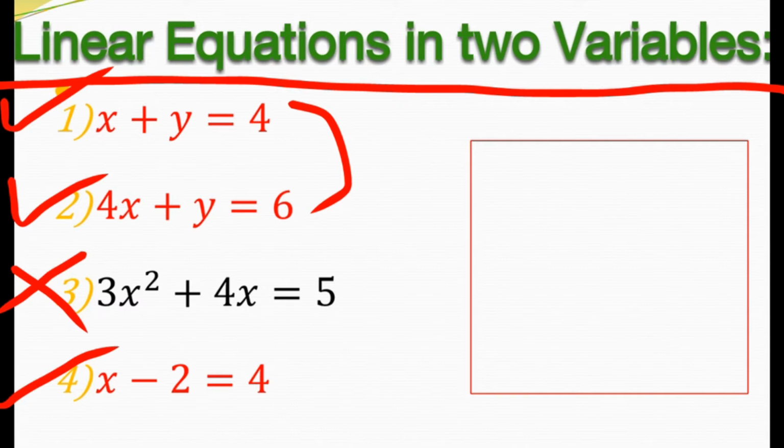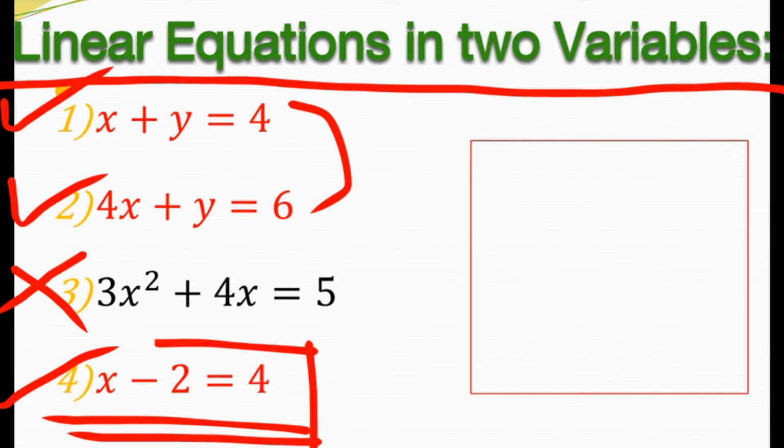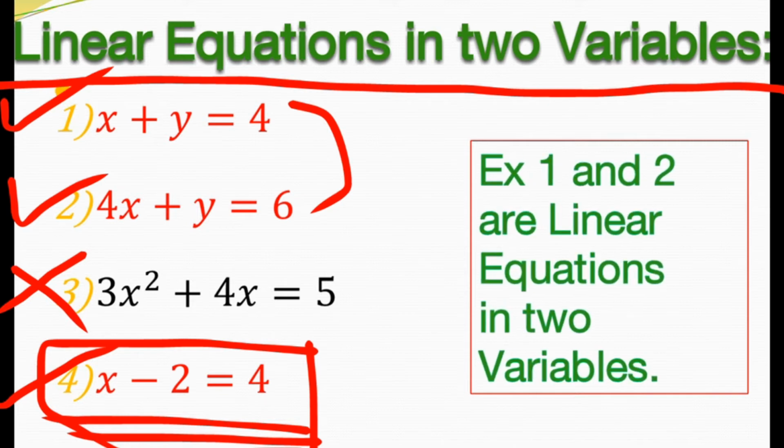But example number 4 contains only one variable. So this is an example of a linear equation, but it contains only one variable. So we can say example number 4 is a linear equation in one variable. इसका मतलब सिंपल है कि सिर्फ लीनियर इक्वेशन है तो टोटल वेरिएबल्स आपको चेक करना है, जितने नंबर ऑफ वेरिएबल्स हैं उतने वेरिएबल्स की वो इक्वेशन रहेगी. Here examples 1 and 2 are linear equations in two variables.